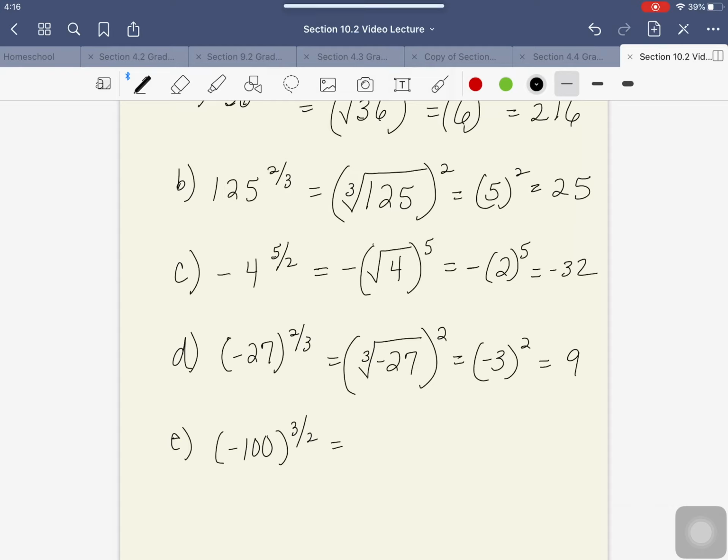All right, -100 to the 3/2 power. That means I'm going to take the square root of -100, which I cannot do, right? Whenever your root is even and you have a negative under your radical, you know that that is a non-real number.